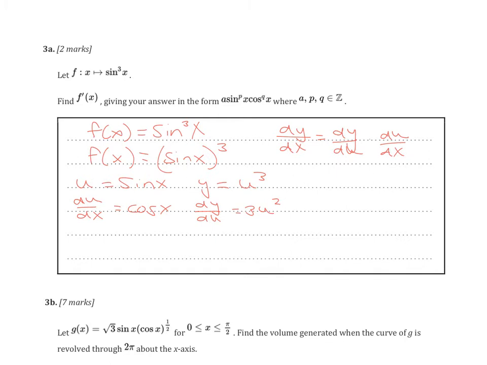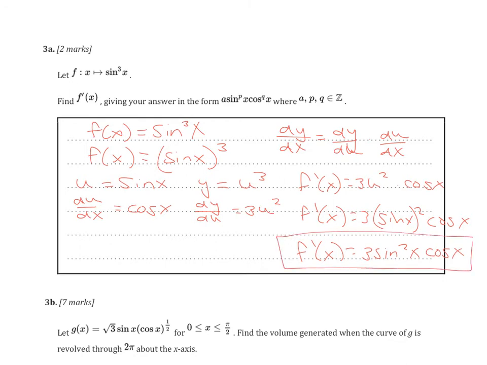So when we substitute in, we get f prime of x equals 3u squared times cosine of x. We have to replace our u. So 3 times sine of x squared times cosine of x. And that's our function, although the more correct notation would be sine squared of x, like that.